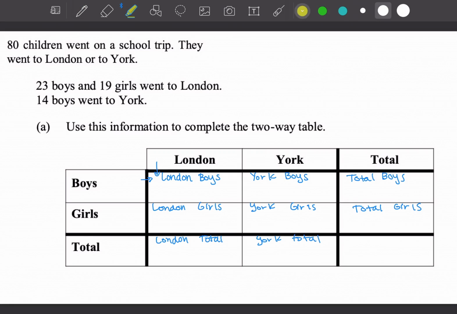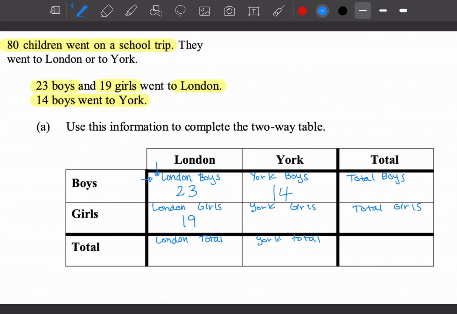So now let's talk about some important information we have. We know that 80 children went on the school trip. We know that we had 23 boys and 19 girls that went to London. 14 boys went to York. So we can start by inputting what we know. 14 boys went to York. York boys, I'm going to put in a 14. All right. 23 boys and 19 girls went to London. So I know right here I have 23 boys that went to London, and I had 19 girls that went to London.